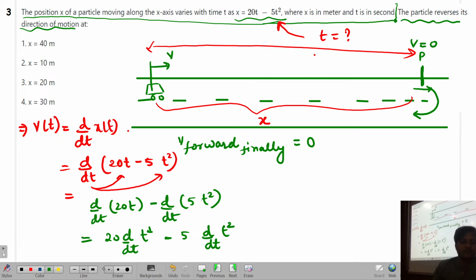Okay, so 5t square, got it or not? So 5t square. Now look over here. I'm writing this, so this is my velocity. So what will I get? This is t to the power of 1, here n is equal to 1. So velocity will be equal to 20.